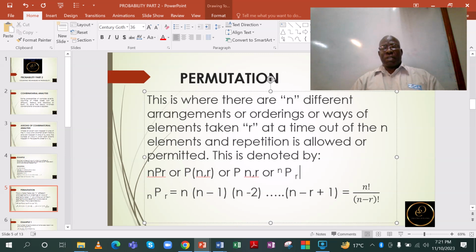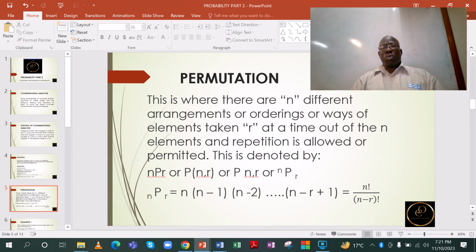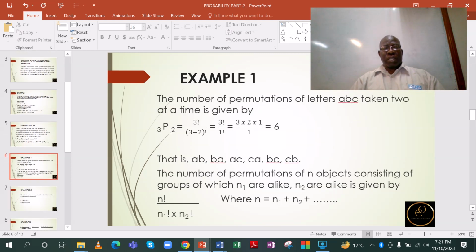Okay, the permutation formula tells you the number of different arrangements where repetition is allowed. It's the number of orderings in a permutation where repetition is allowed. So that's what is given there. For instance, let's look at an example to this effect.